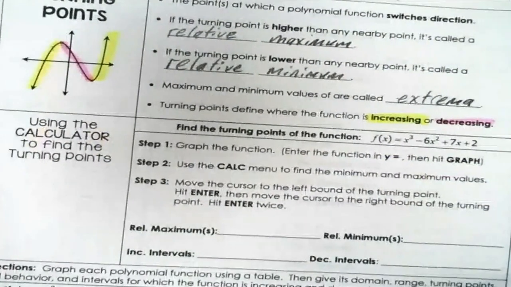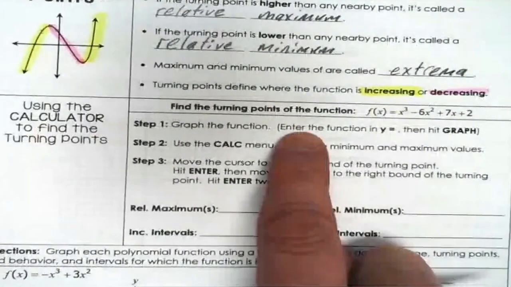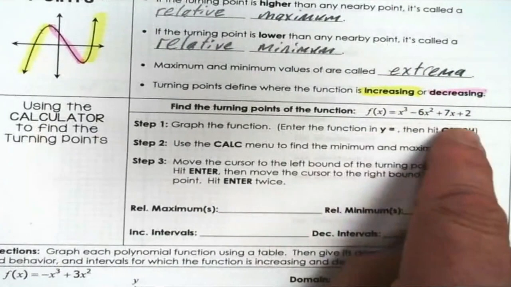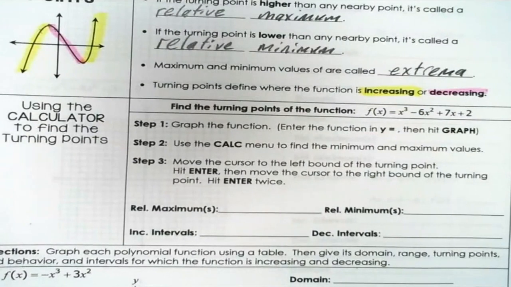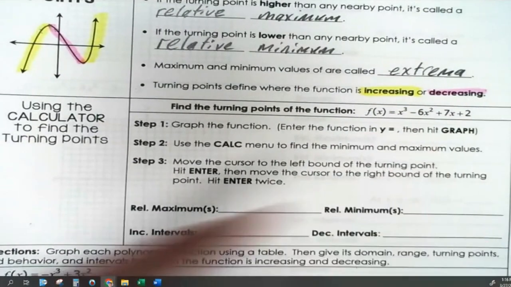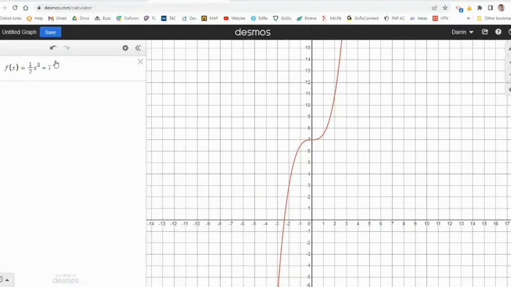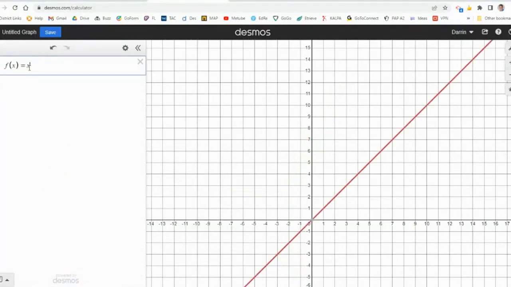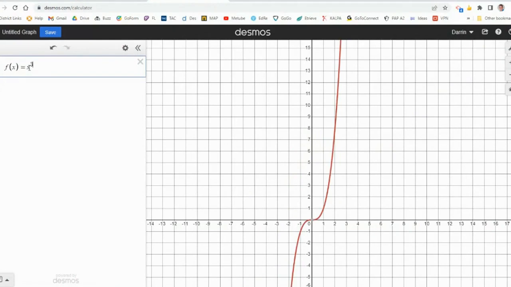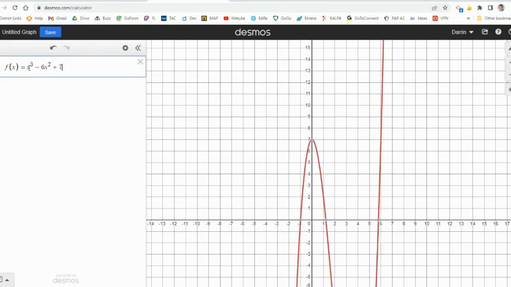So this asks us to find the turning points of the function. We're going to graph this function and use our calculator to find the minimum and maximum values. We're going to graph that in Desmos, since that's what we have available to us here. If you have a calculator and want to do that on your calculator, that's wonderful too. Minus 6x squared plus 7x plus 2.